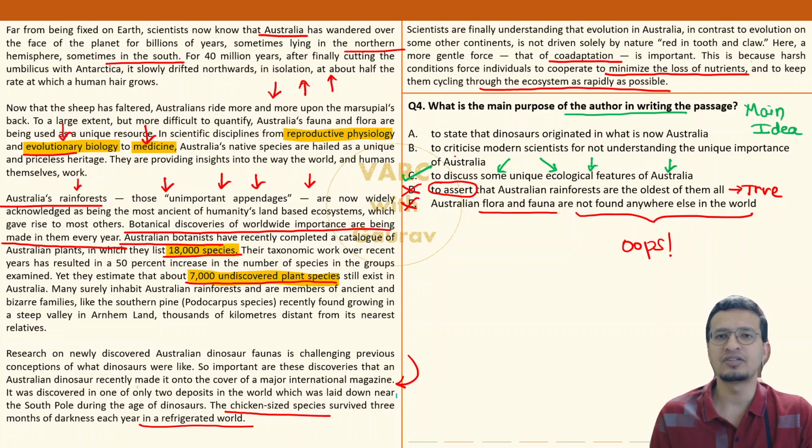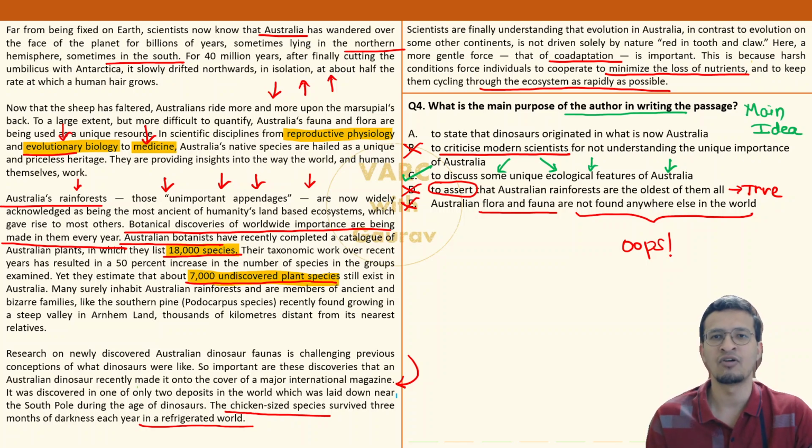Okay. B. To criticize modern scientists. Okay, immediately bye bye, finished. No point. There is no criticism of modern scientists or for that matter any scientist going on over here. And A. To state that dinosaur originated in what is now Australia. Once again absurd. Where is it written?